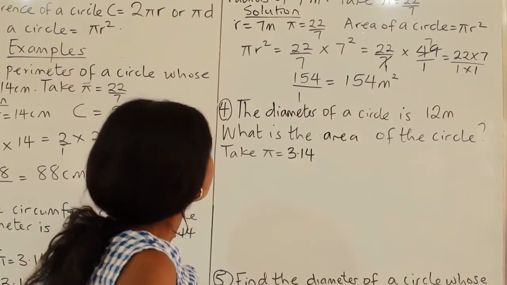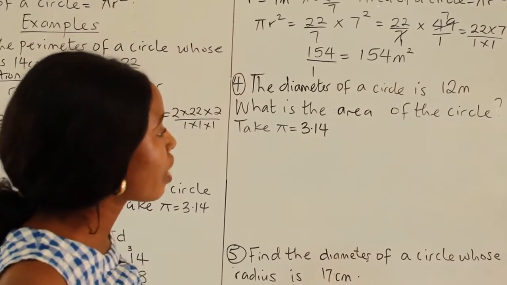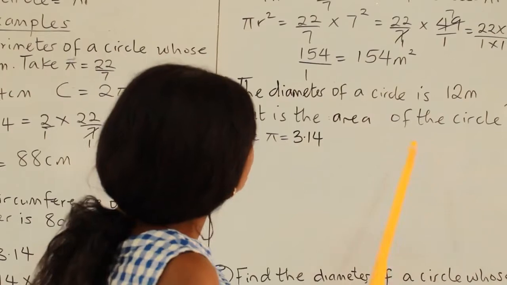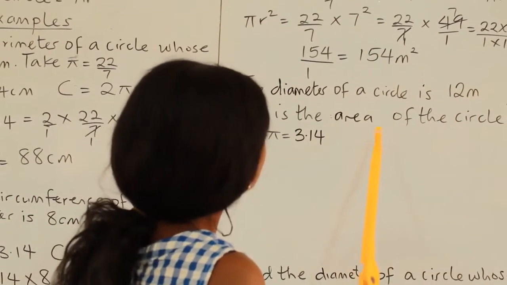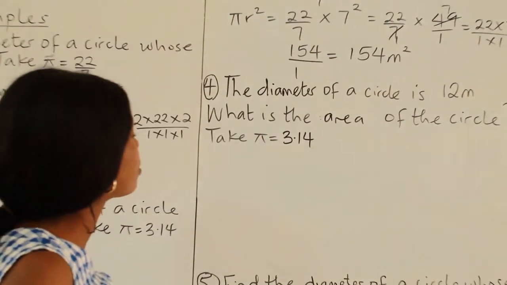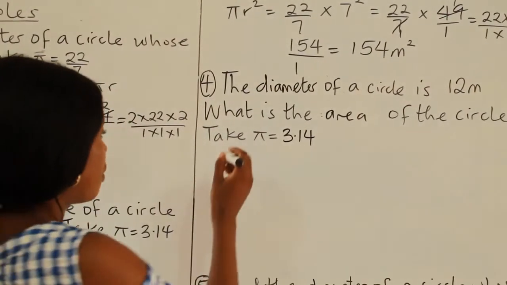Question number 4. The diameter of a circle is 12 meters. What is the area of the circle? Take pi equals to 3.14.